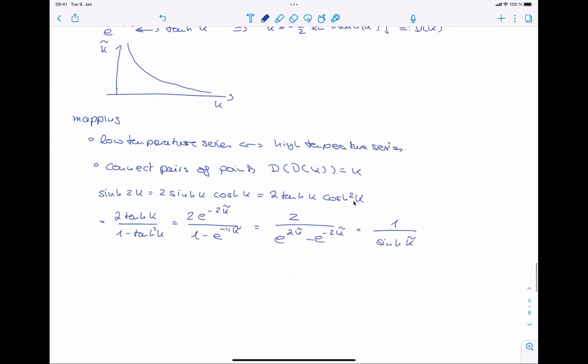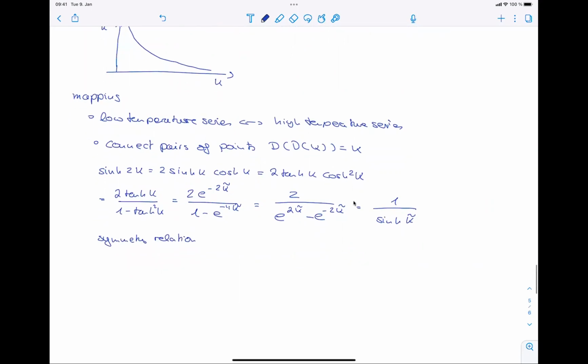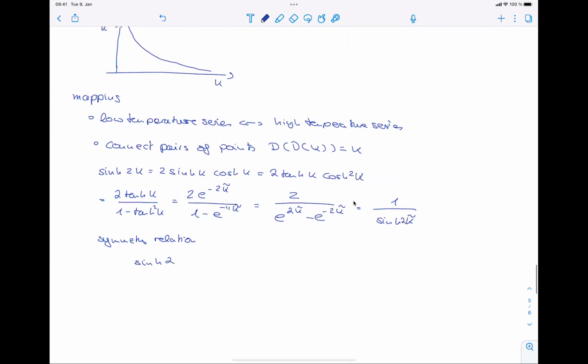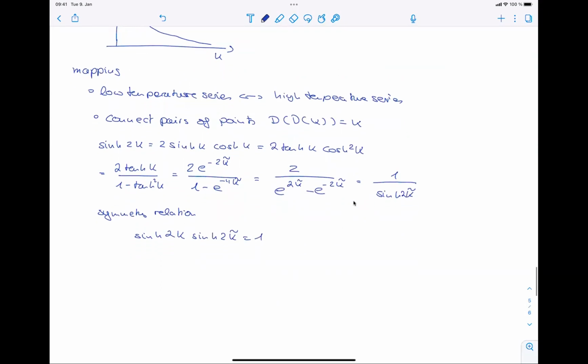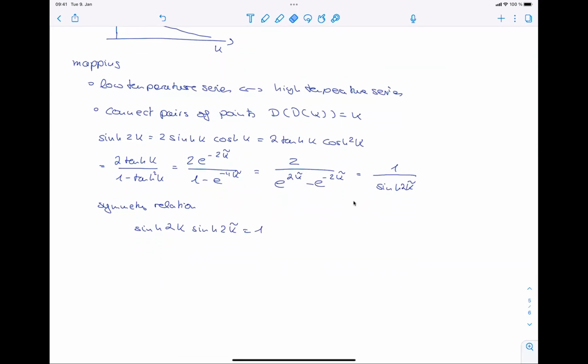So by performing all this math, I found a symmetry relation between the couplings: sinh 2k times sinh 2k̃ is equal to 1. Which we're going to use. So now we discovered there's some symmetry and we can map them onto each other.